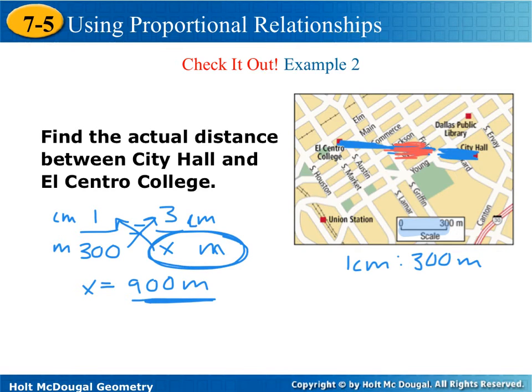So where did the 3 over x come from? 3 over x, because this is like 1 centimeter, and it takes us 3 of these to get from El Centro College to City Hall. So that's where the 3 centimeters come from. We need to put that 3 on top. And x is the number we're trying to find, the actual distance.